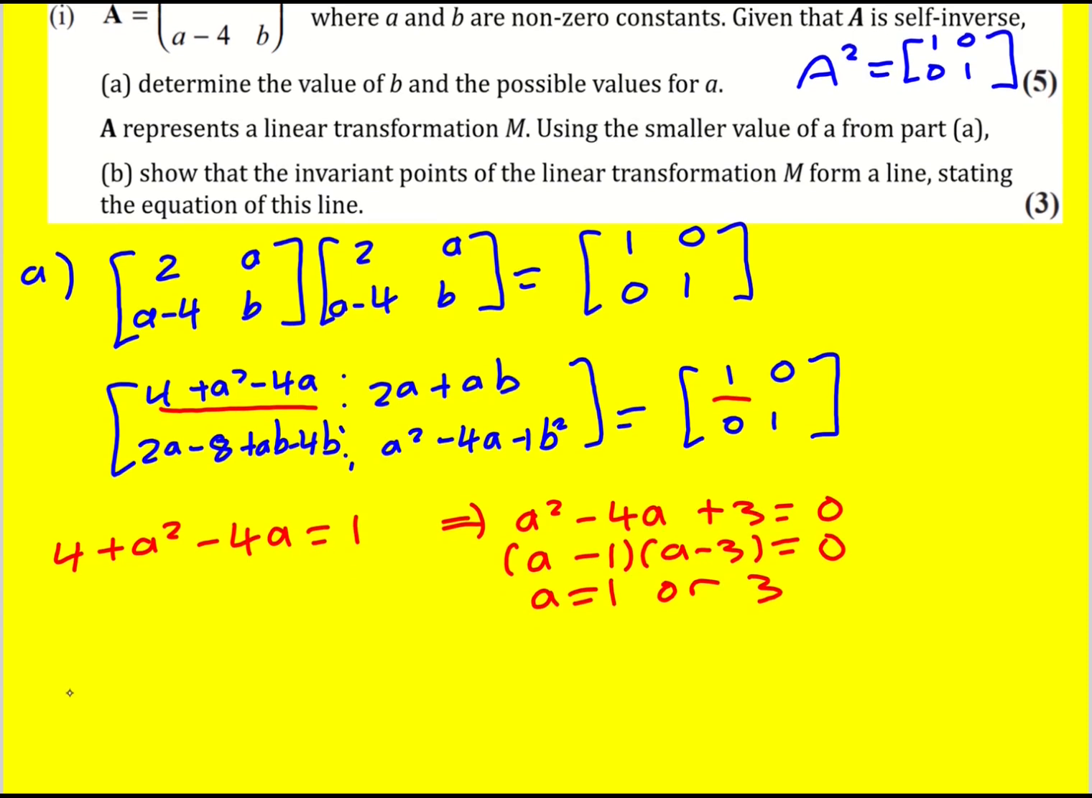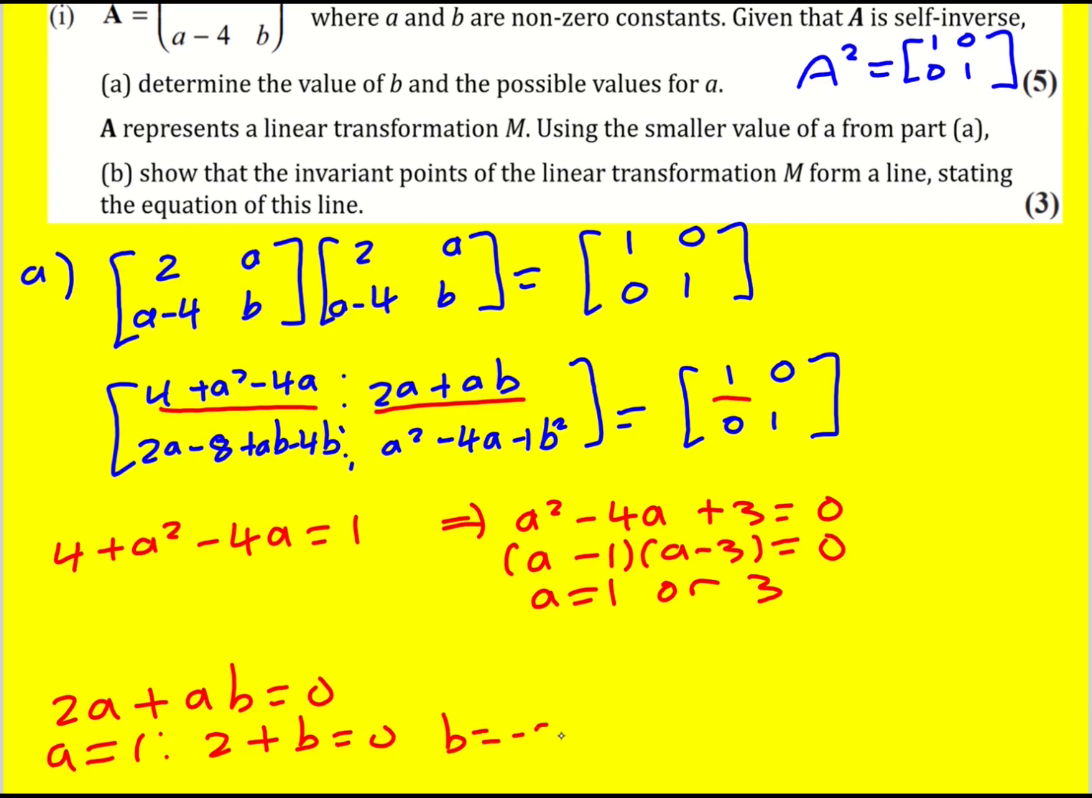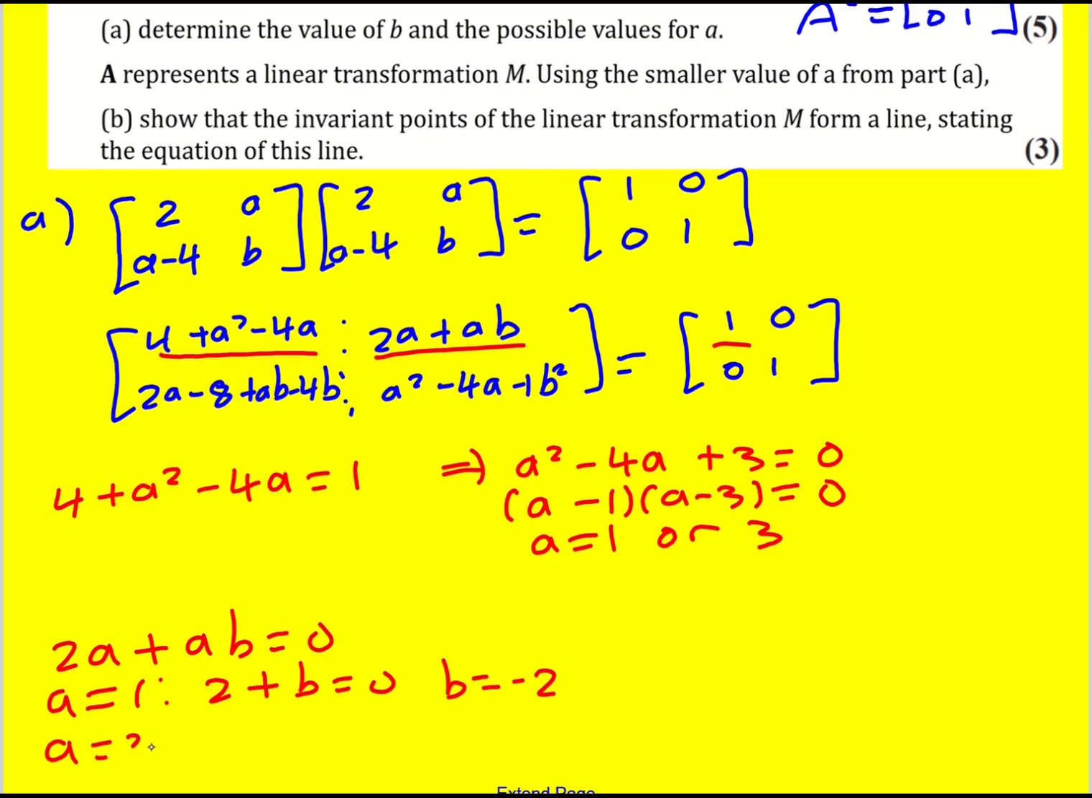So I subbed it back into this one. So 2a plus ab is equal to 0. A equals 1 means that 2 plus b equals 0. So b equals minus 2. And then if a equals 3, then 6 plus 3b equals 0 and b equals minus 2 again.